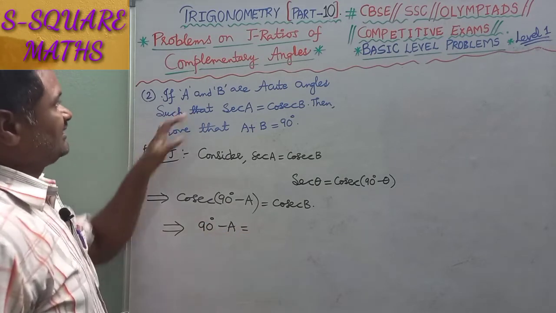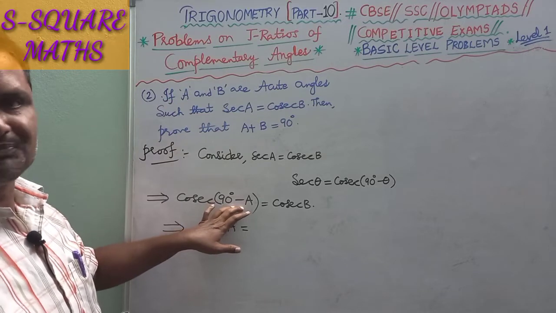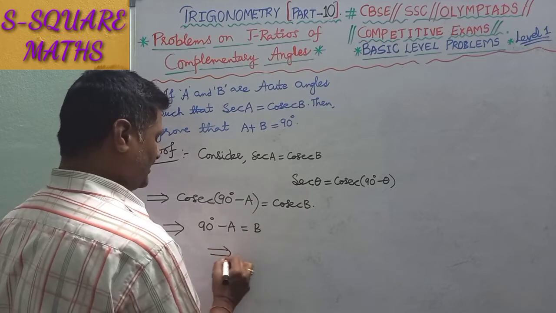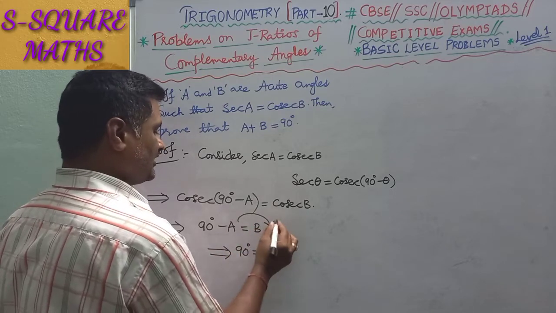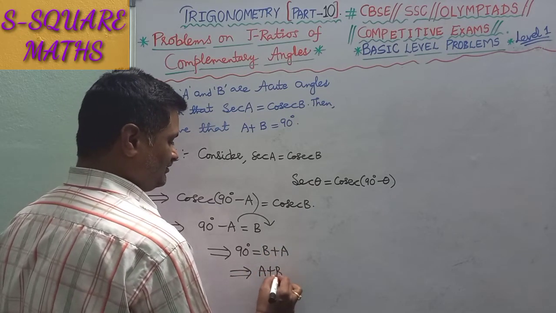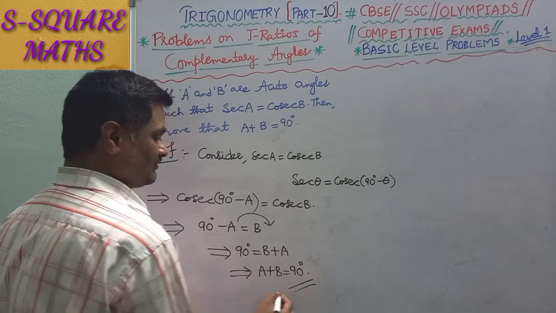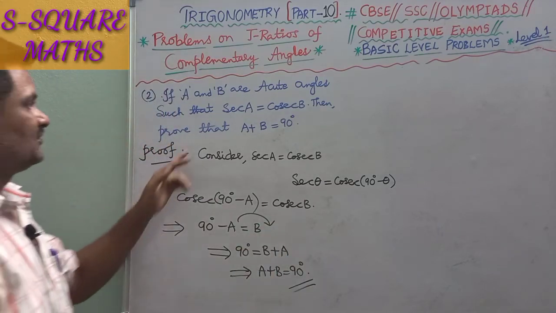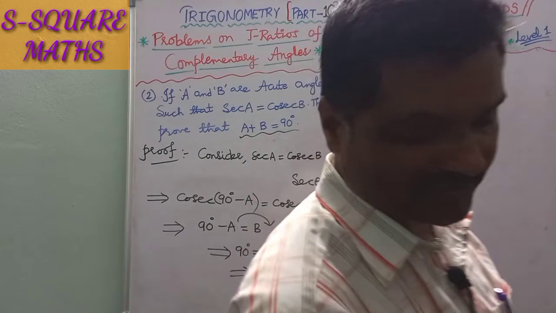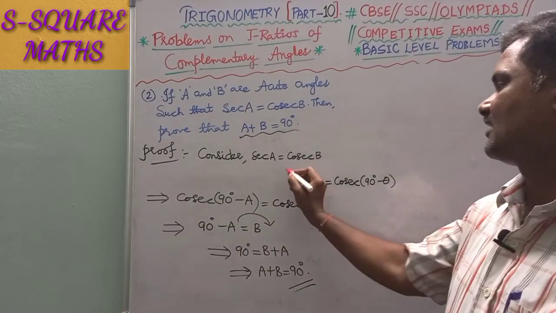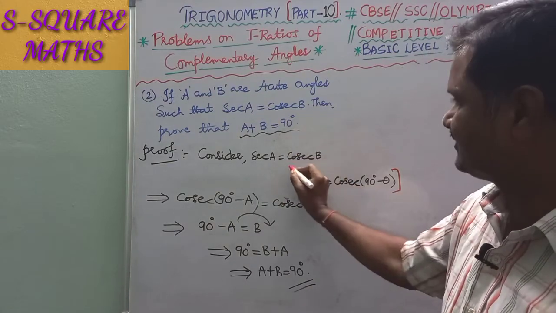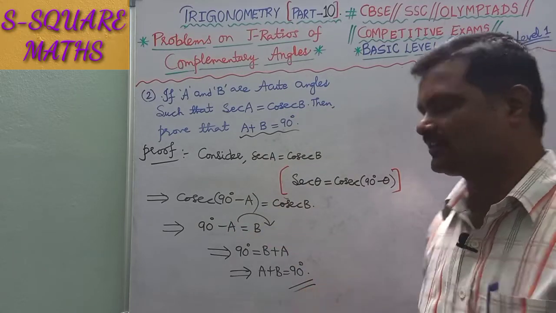So since A is acute, 90 minus A will also be acute in nature. So 90 minus A is equal to B. So this implies I can write 90 degrees is equal to, transposing here, B plus A. So finally A plus B is equal to 90 degrees. Okay. So this is the proof for A plus B is equal to 90 degrees. It's very easy, very important also. Once you have the total look, this is a formula for this, just replacing our LHS or RHS.